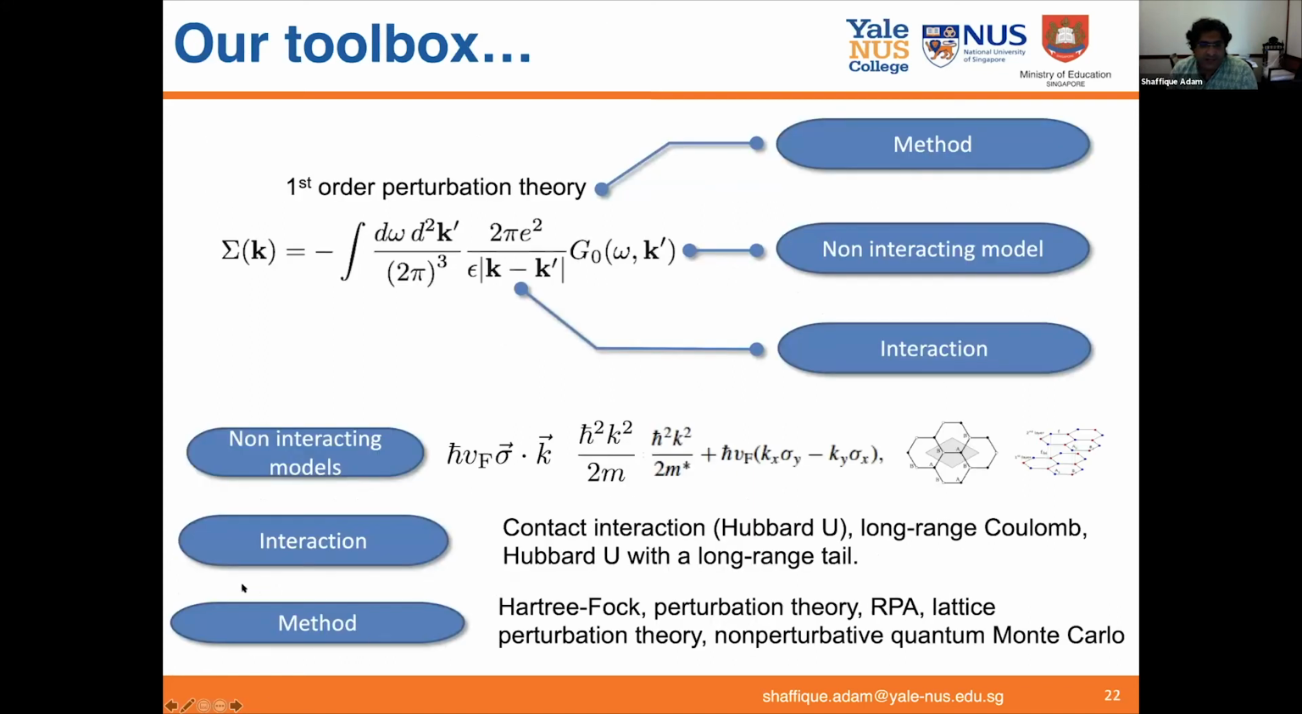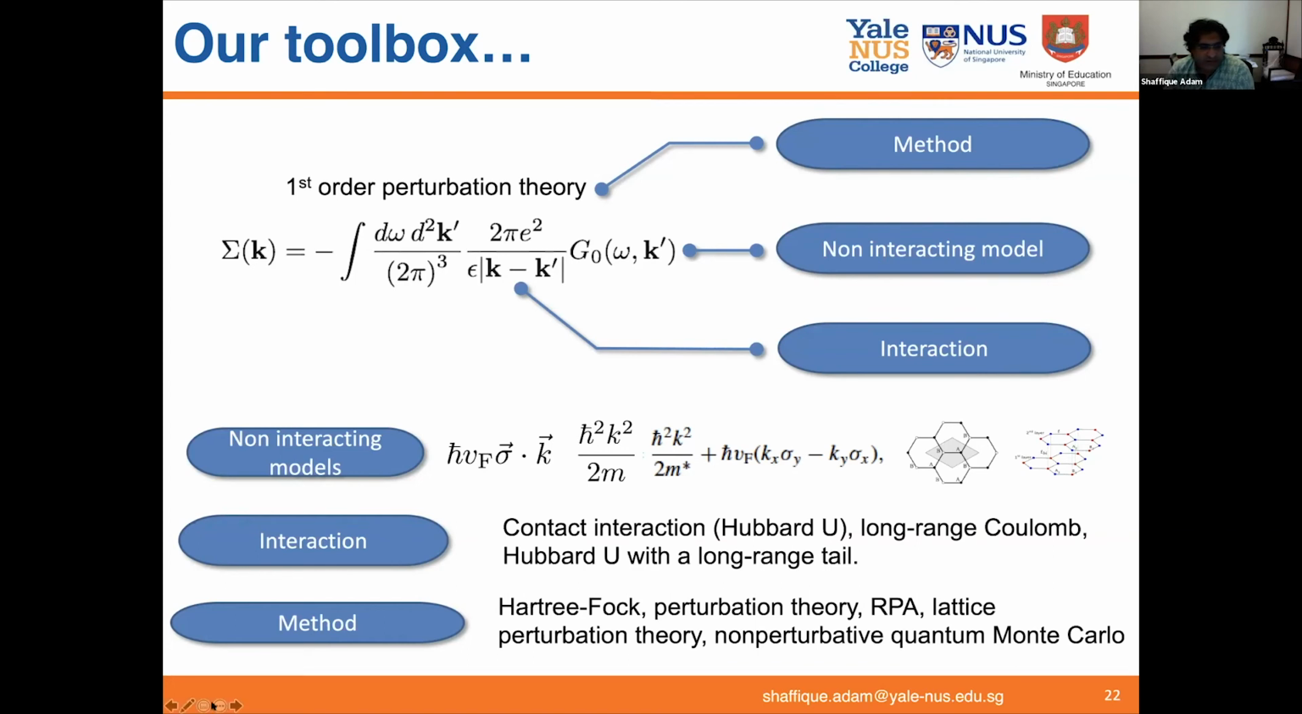So we set about trying to answer this question, and we applied different methods, and used different Hamiltonians to work with, and different forms of the interaction. For example, for the non-interacting model, we could use a Dirac fermion, a parabolic dispersion, or some sort of topological insulator model. There are different models we could play with, different interactions, and also different methods. We've heard in the previous talk discussions about Hartree-Fock. We could use perturbation theory, RPA, quantum Monte Carlo. We can use different numerical and analytical methods to try and solve the problem.